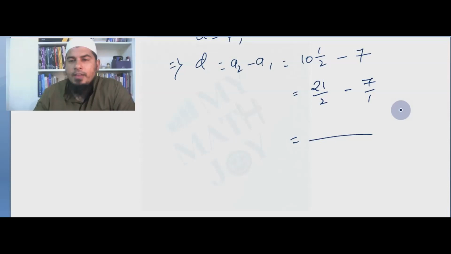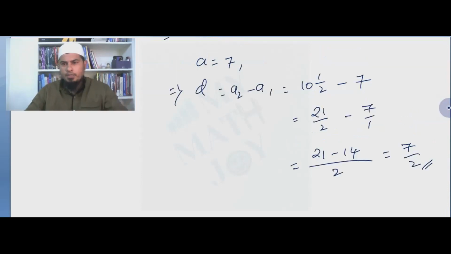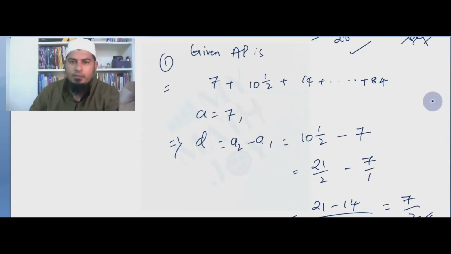If you are having a fraction and one integer, directly cross multiplication will work. Multiply the denominators first and like this: 21 times 1 is 21, 2 times 7 is 14. Then you got 7 over 2 as the d value. So what must we do next? We got the a value, we got the d value, we don't know the n value.